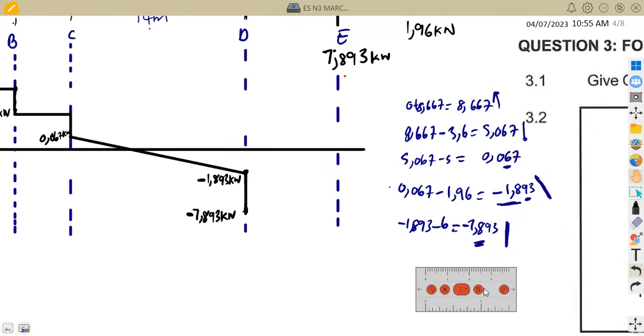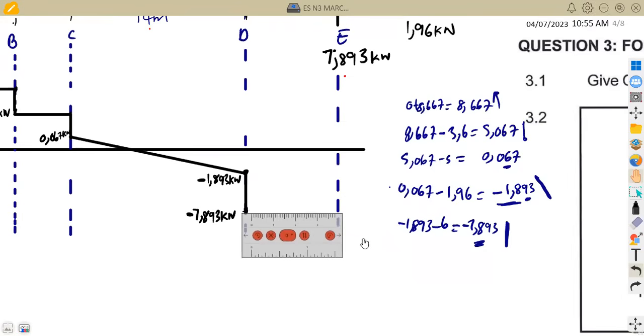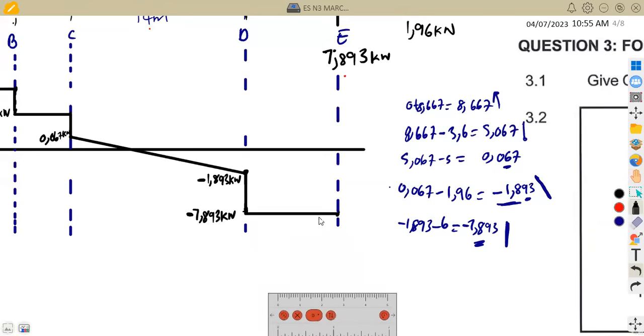All right, so here we are just going to move straight up to the point at E. Straight up to this point with the same value. That is the one at this point at negative 7,893. This is where we are.